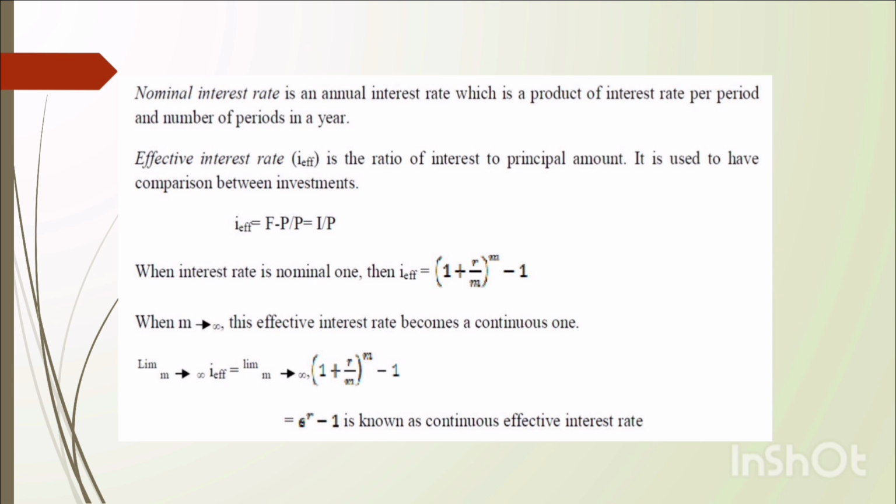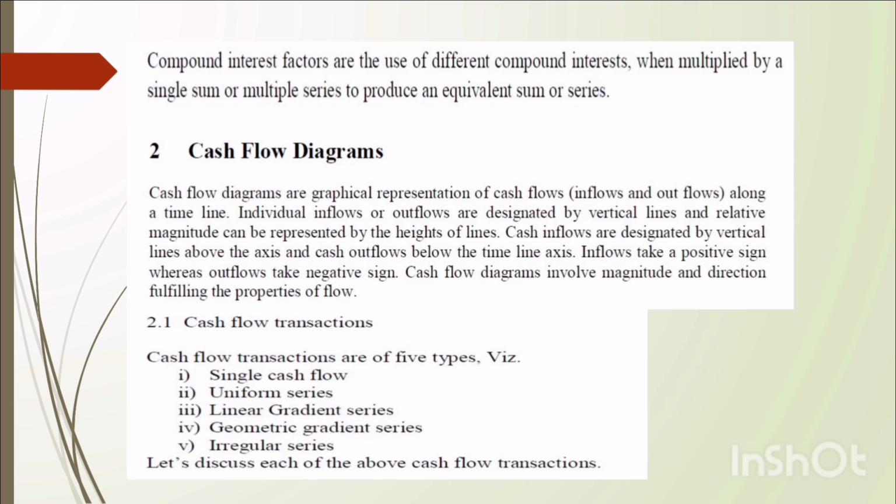When the interest rate is nominal, i effective equals (1 plus r divided by m) to the power m, minus 1, where m is the number of compounding periods. When m tends to infinity, this effective interest rate becomes a continuous one. Taking the limit as m tends to infinity of (1 plus r divided by m) to the power m, minus 1, we get e to the power r minus 1, known as the continuous effective interest rate. Then the compound interest factor is the use of different compound interest formulas, multiplying by a single sum or multiple series to produce an equivalent sum or series.